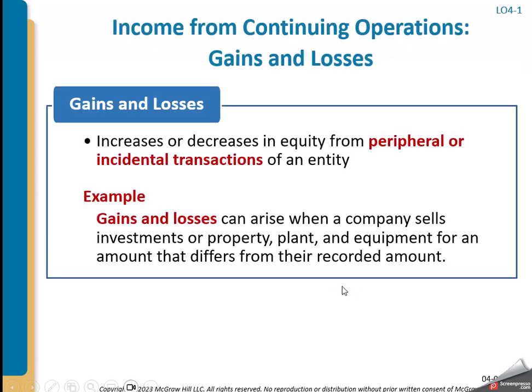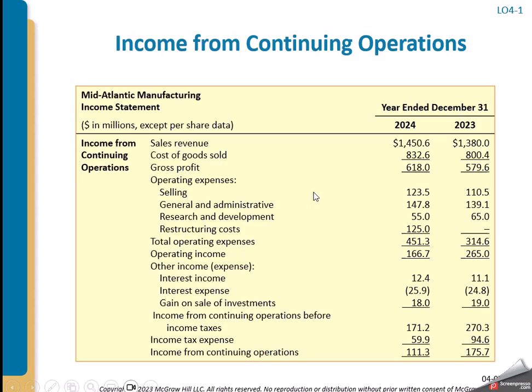We can also have gains and losses if we sell our property, plant, and equipment. Again, those are things that we're not doing every day, but it still relates to our operations. If we have an old truck, we're going to sell it and get a new truck. When we sell that truck, we've got to record a gain or a loss based on what we got. And here is another example of getting to that income from operations.